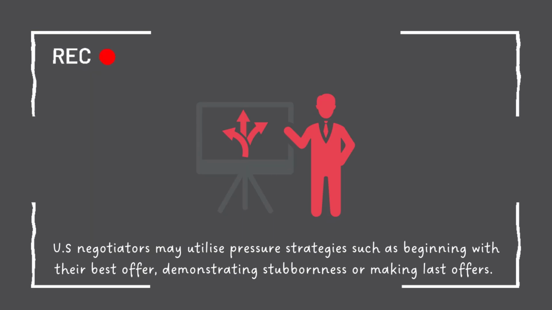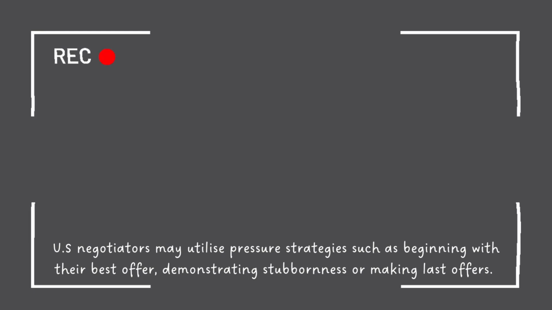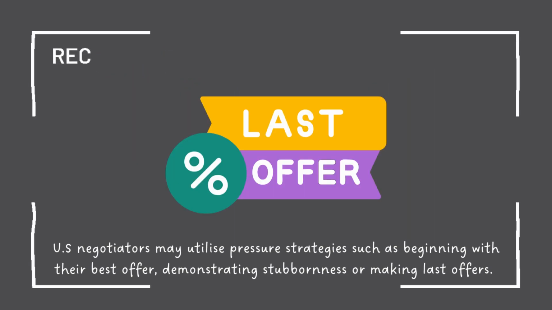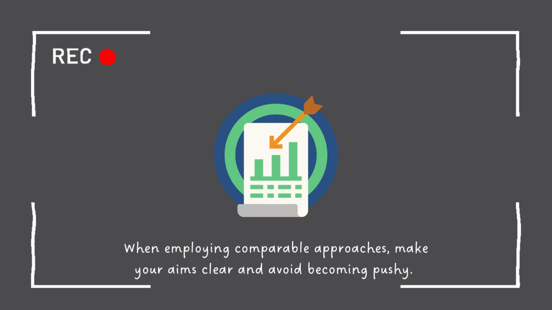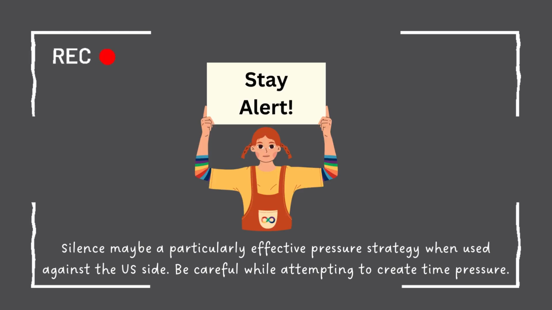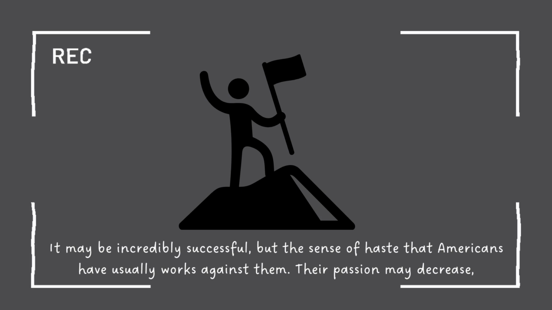US negotiators may utilize pressure strategies such as beginning with the best offer, demonstrating stubbornness, or making a last offer. When employing a comparable approach, make your aim clear and avoid becoming pushy. Silence may be a particularly effective pressure strategy when used against the US side. Be careful while attempting to create time pressure. It may be incredibly successful, but the sense of haste that Americans have usually works against them.